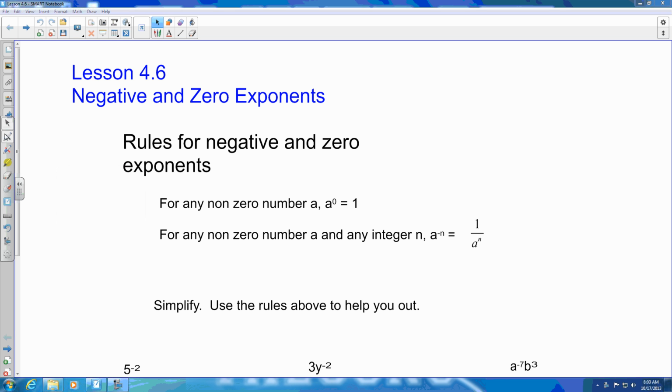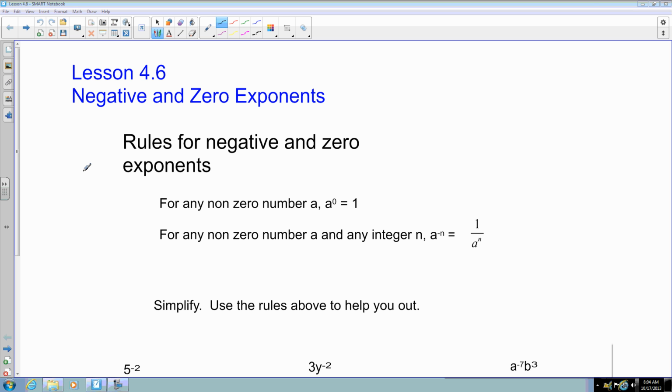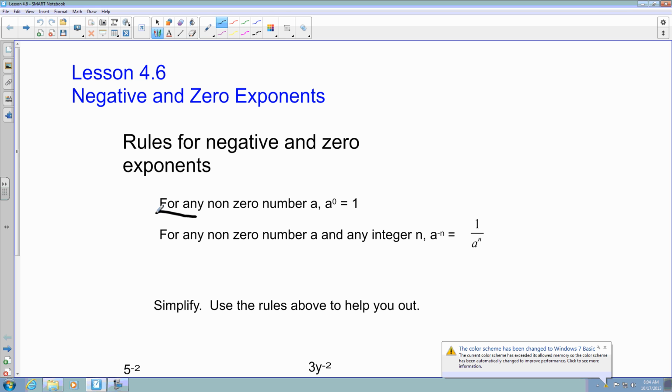All right, we're in section 4.6 where we are going to talk about negative and zero exponents. There are some rules for both negative and zero exponents, and for zero exponents, it's fairly simple. If you have any non-zero number, like a, so we'll just denote it as a variable a, so any number that's raised to the 0 power will always be 1.